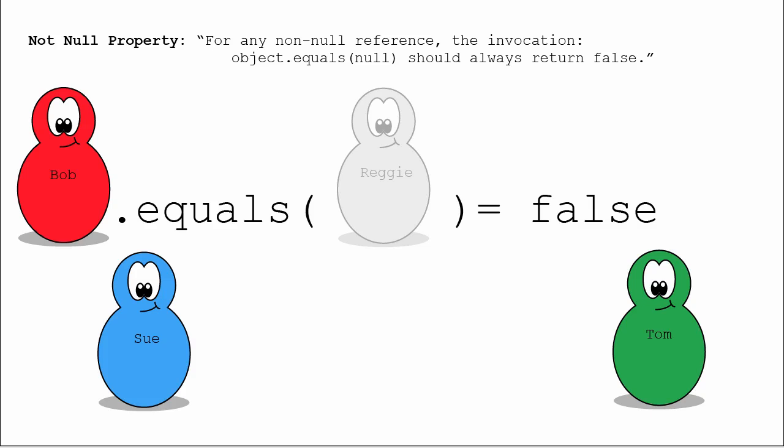In other words, here's Reggie. Reggie represents a null object containing no value. Here's Bob, and we're assuming that Bob is not null. Therefore, can Bob equal a null object? No, it can't happen. This should always return false. These are the basic 5 fundamental components of the equals contract. And they are vital to know if you're going to override the equals method successfully.